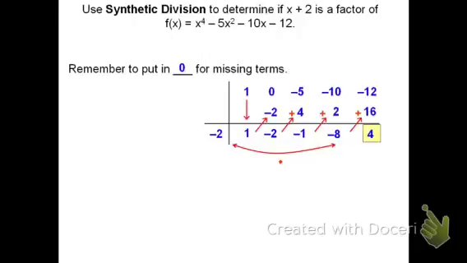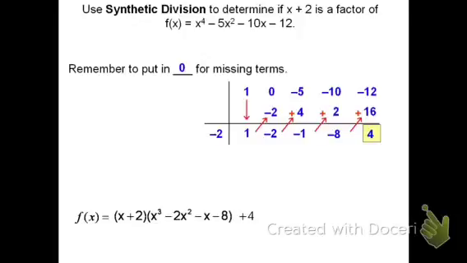If it has a remainder, then you know that negative 2 is not a root, which means that x plus 2 is not a factor. So again, because we have the remainder, we know that x plus 2 is not a factor. And the function would be written as the quantity x plus 2 times the quantity x cubed minus 2x squared minus x minus 8 plus a remainder of 4.